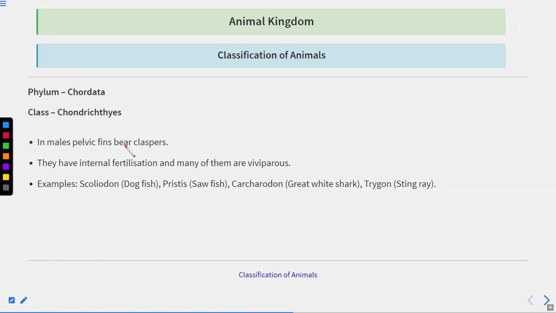In males, pelvic fins bear claspers. So this is very, very important. In case of males, they help in the process of copulation. So they bear the claspers. They have internal fertilization, and many of them are viviparous.